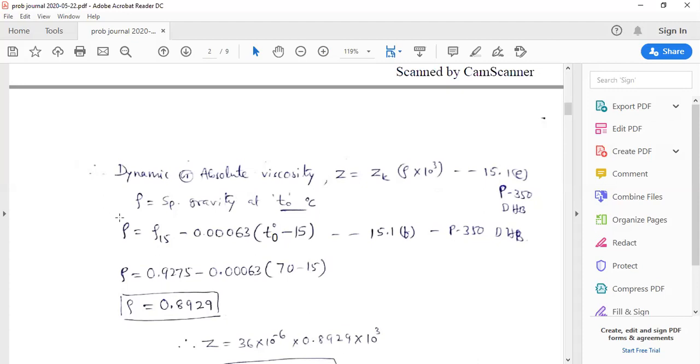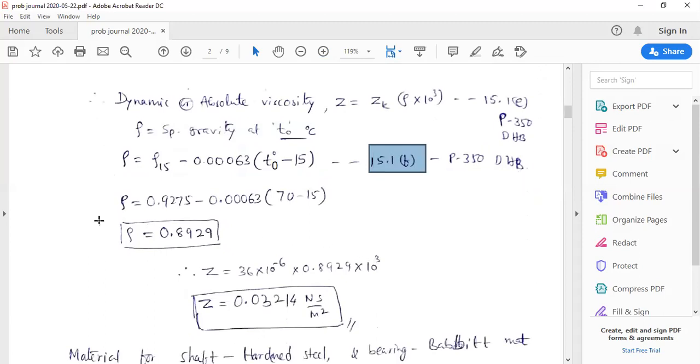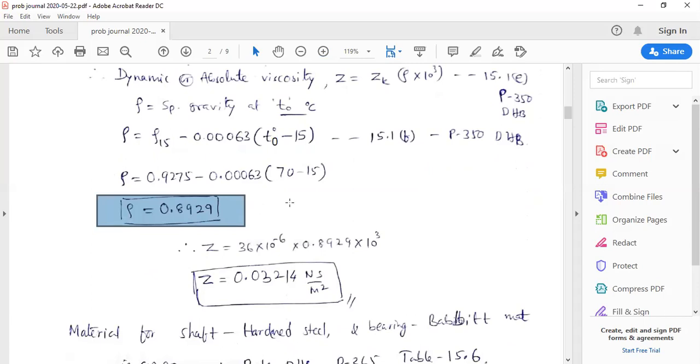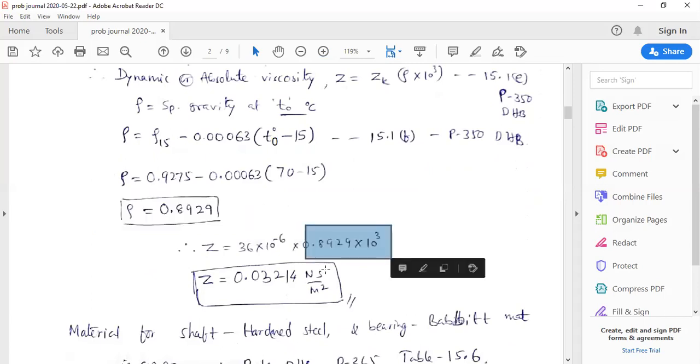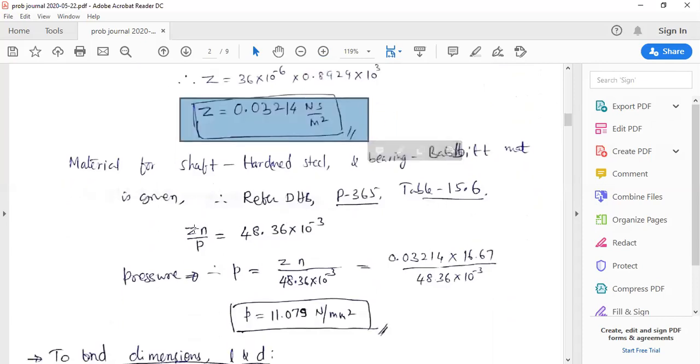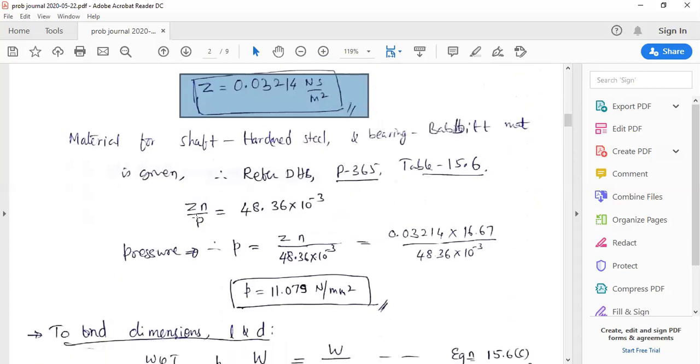And the rho is what? Rho is specific gravity at the given operating temperature, that is 70 degrees centigrade. That can be calculated by using equation number 15.1 F of page number 350. So that value is 0.8929. That is specific gravity. So the equivalent value of mass density is into 1000. So the value of absolute viscosity that is obtained is 0.03214 Newton second per meter square.